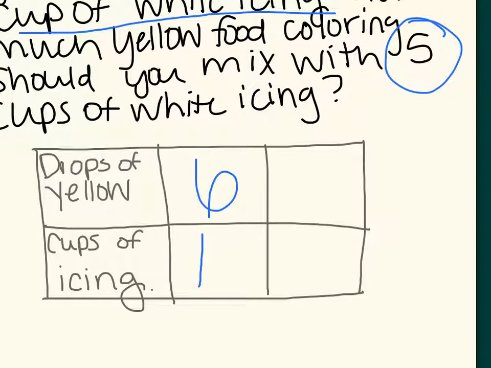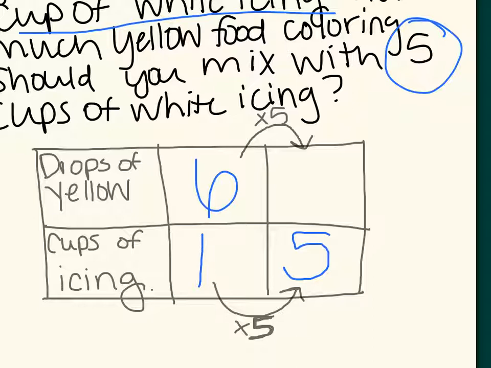Okay, so now we want to make this an equivalent ratio. So I put a 5 down here because we want to find out how many drops we need for 5 cups of icing. Now what did I do to get from 1 to 5? If you said multiply this by 5, you are correct. And as I mentioned earlier, it's similar to fractions when we find a common denominator. What we do to the bottom, we have to do to the top. And I multiplied by 5 here, so now I must multiply by 5 here. 6 times 5 is 30.